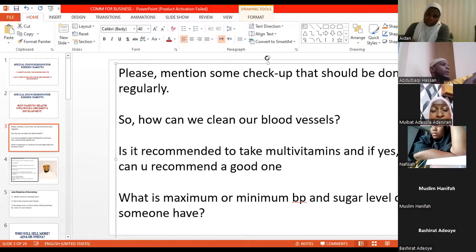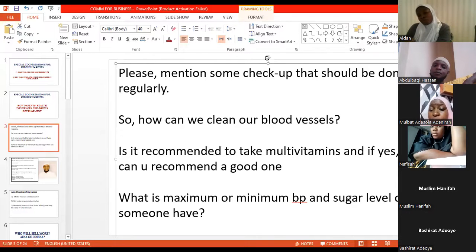No one should have greater than or equal to 140/90 systolic, diastolic. So these are the ranges. Now, look at blood sugar. Blood sugar too, there are two major types.